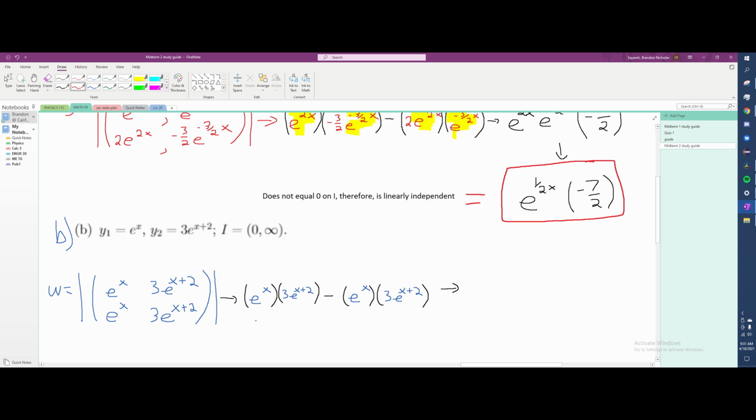When we plug all this in, we see that we have e to the x times 3e to the x plus 2 minus e to the x times 3e to the x plus 2. Since these are both equivalent to each other, and we have a negative sign in the middle, this equals 0. The answer for this is that since it equals 0 on the interval, it is linearly dependent.